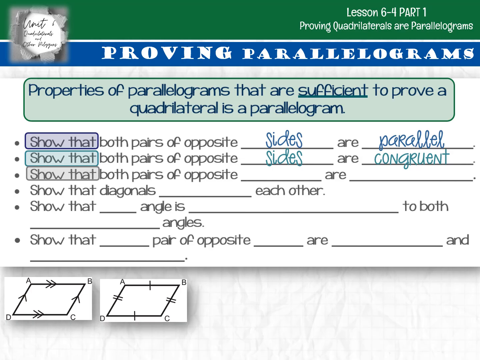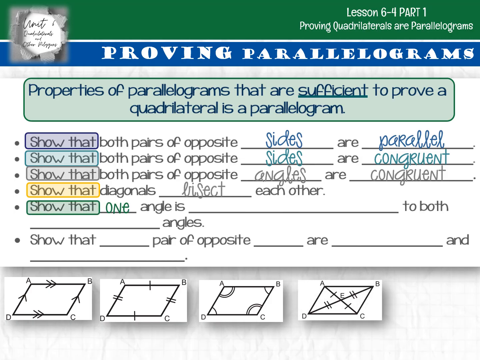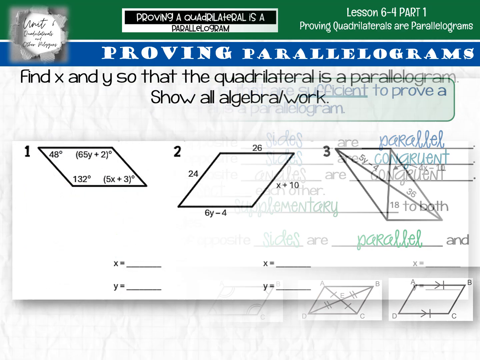Show that both pairs of opposite angles are congruent. That's sufficient to show that a quadrilateral is a parallelogram. Show that diagonals bisect each other. Show that one angle is supplementary to both adjacent angles. And show that one pair of opposite sides are parallel and congruent. Those are the 5 ways that you can prove a quadrilateral is a parallelogram.